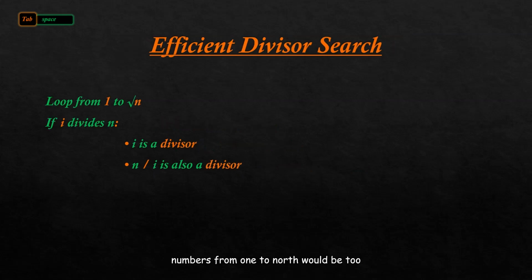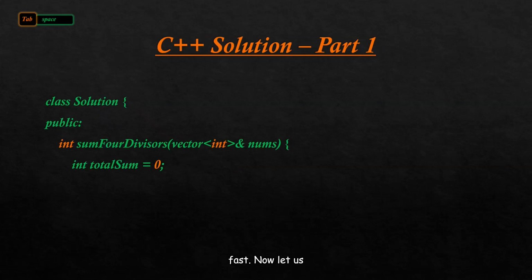Checking all numbers from 1 to n would be too slow. Instead, we use an important optimization. We only check divisors from 1 up to the square root of n. Whenever i divides n, we know that both i and n divided by i are divisors. This reduces the time complexity significantly and keeps the solution fast.